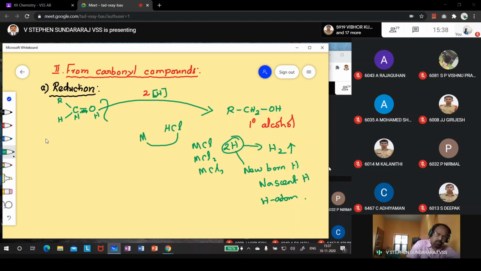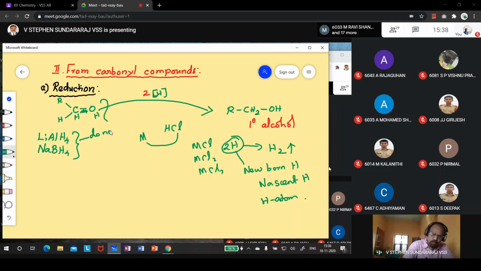And the first one is generally lithium aluminum hydride. Okay, this is a very strong reducing agent for organic synthesis, any reduction up to alcohol. Severe reduction means you can use that. And sodium borohydride. These are very important reducing agents. Remember that.